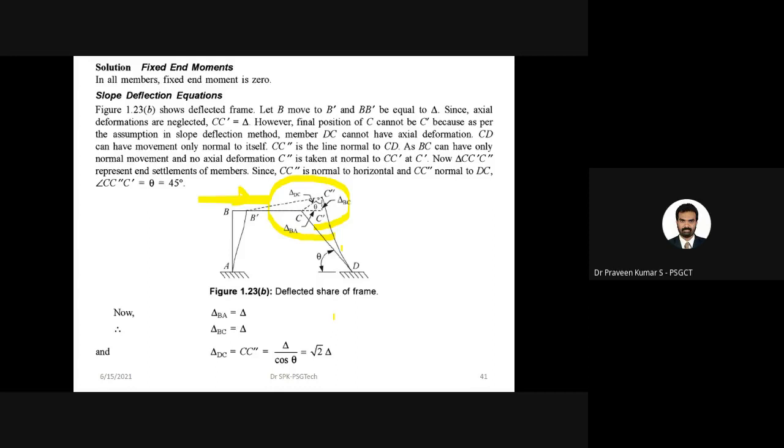So now we consider del DA as del, del BC as del, and del DC as root of 2 del. So based on the angle for the different conditions, it may vary with respect to the angle that is provided. Yes, the remaining things as usual we will proceed. While writing this slope deflection equation, the relative settlement of the ends has to be carefully considered.